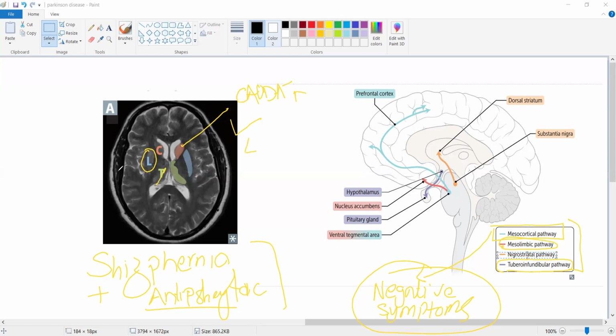I missed one picture. The midbrain section of the brainstem is super high yield. I forgot to add this picture in this slide.